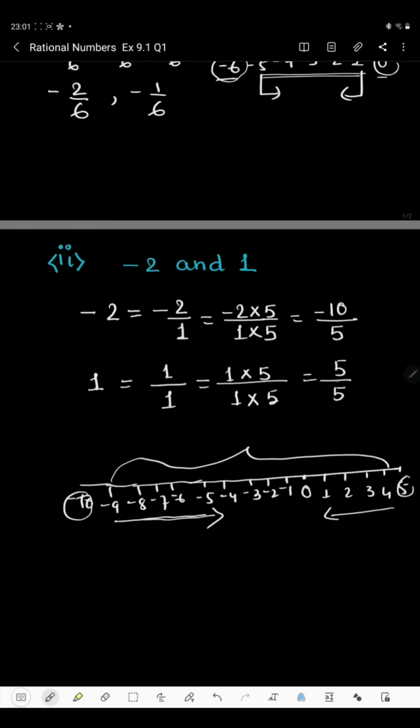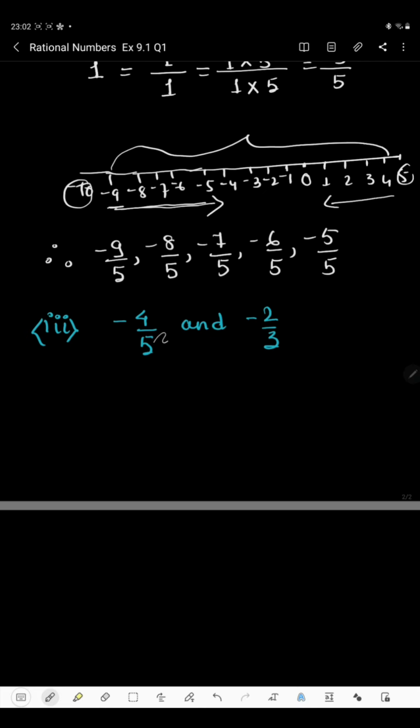I'm writing the negative rational numbers here, starting from here. At first we have -9, and the denominator will remain the same, which is 5, so we write -9 by 5. Then we have -8 by 5, then -7 by 5, then -6 by 5, then -5 by 5. Since we need to write only 5 rational numbers, we have written all 5. Now in the next part, we have -4 by 5 and -2 by 3.